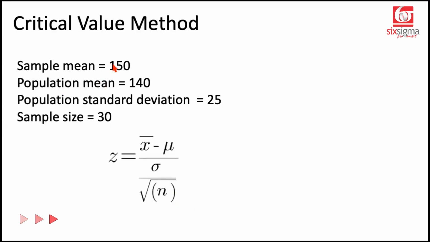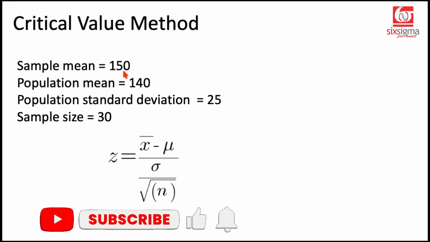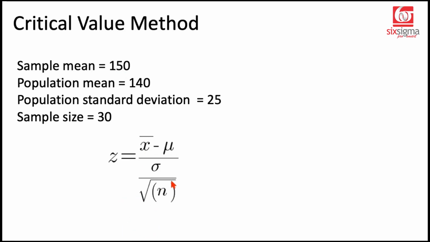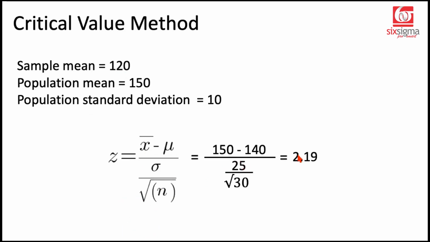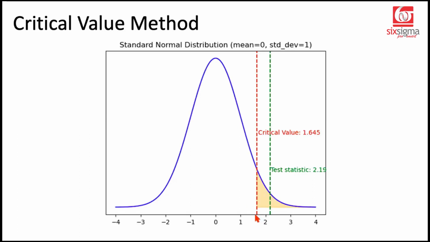Coming back, we've listed down whatever is given to us in the problem. Sample mean is known, population mean is known, population standard deviation is known, and the sample size is 30. Now we have to plug these values in this formula. And if we do that calculation, we get an answer which is 2.19. What is this? This is the test statistic. Now, visually, what does it mean? Your critical value is this red dotted line, and the test statistic is this green dotted line.